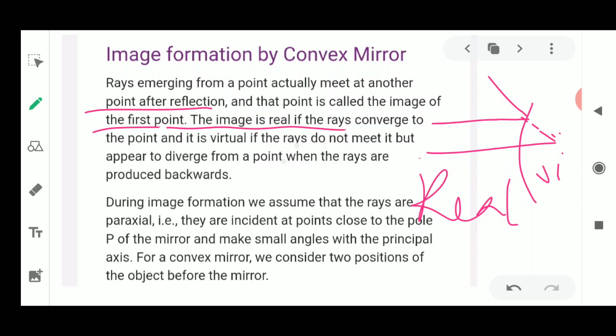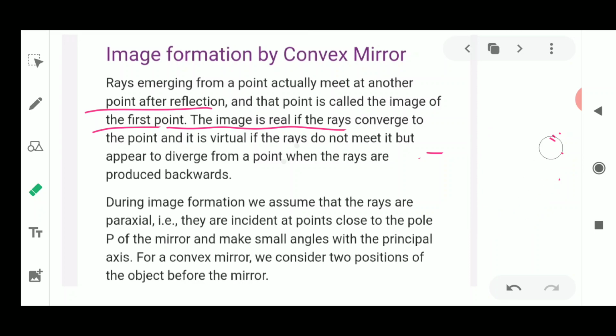In the case of a diverging mirror, the same thing is happening. The image will be formed somewhere at the back side of the mirror. We cannot see that image, we cannot see the lines intersecting with each other. It appears to meet somewhere on the virtual side at the back side of the mirror. Please remember.